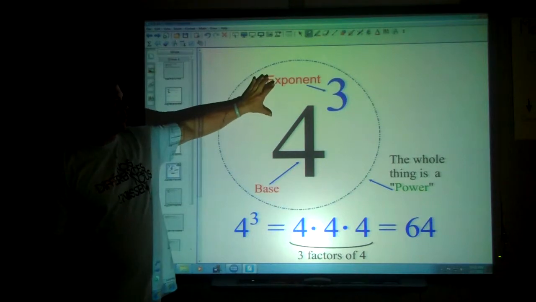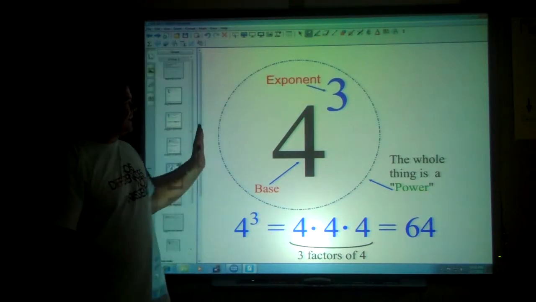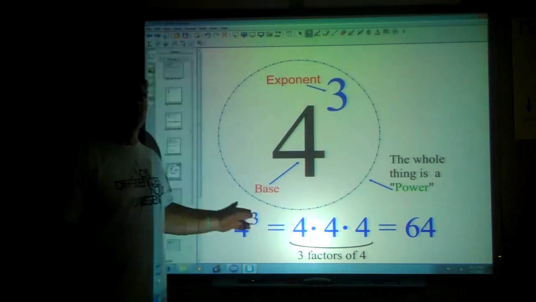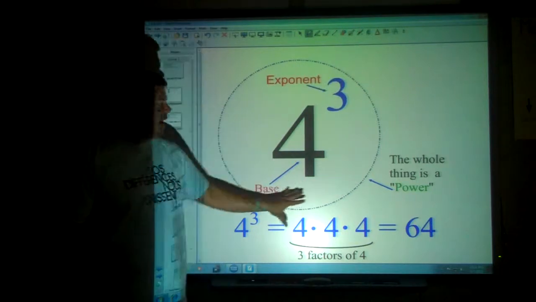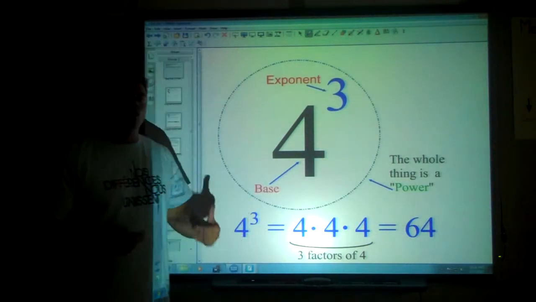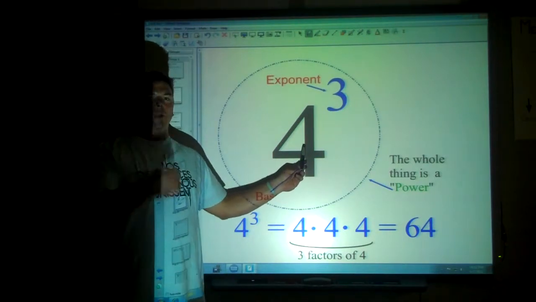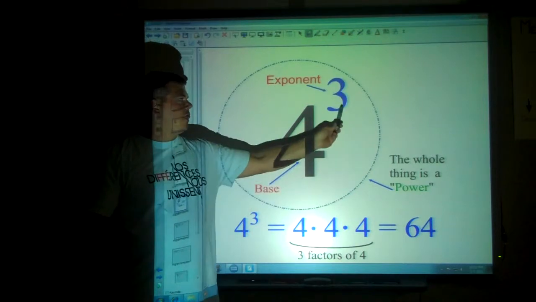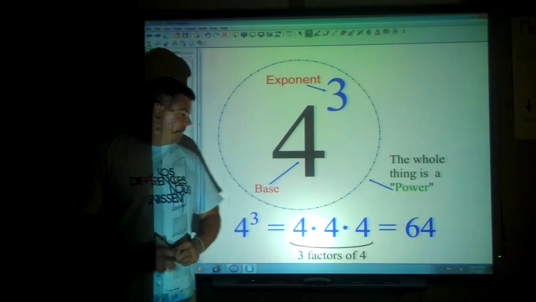We don't want to write the exponent top left. It always goes top right. This entire thing normally would not have a circle around it. I just put it there to say that this entire situation is what we would call a power. And the way it works is that this number here, this base, is going to multiply times itself that many times. So the exponent tells you how many times you should multiply your base together.